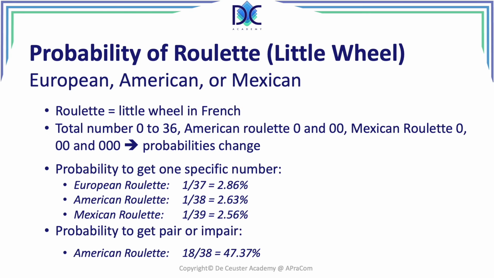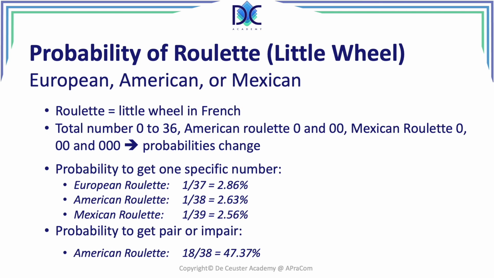Now, there are other ways to play on the roulette. You can play on pair or impair. It means even or odd. And here we have 18 possibilities. We have the numbers from 1 to 36. 1, 3, and so on are the impair. Pair are 2, 4, 6, 8, and so on. So here the probability to win is 18 divided by 38 when we look at the American roulette. So we have 47.37% probability to win.